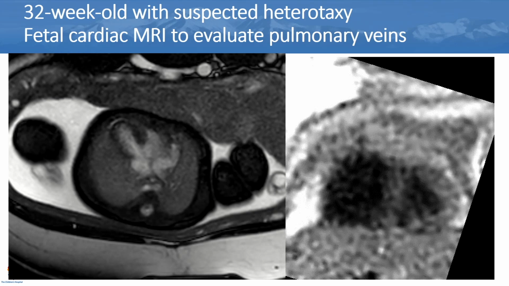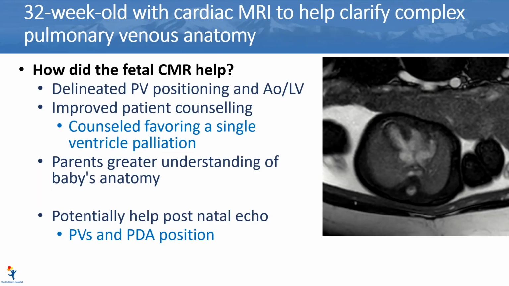Click the wrong button. So, how did the cardiac MRI help in this case? Well, it delineated the pulmonary valve, the pulmonary vein positioning, and also the position of the aorta with respect to the LV, which we weren't actually asked about, but I think the surgeon found that the most helpful. And this definitely affected the patient counselling. They were certainly counselled, favoured a single ventricle palliation.